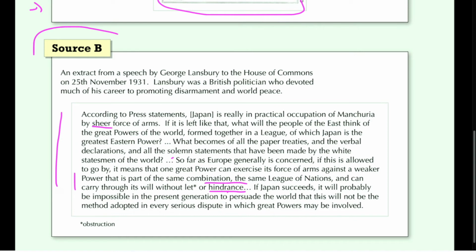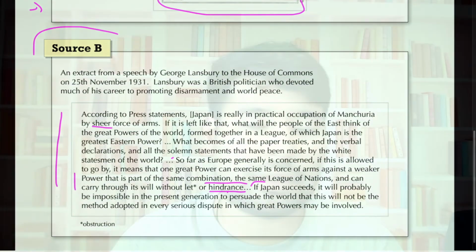I'm gonna read just this last part again, just for you to really get it in your mind. So if Japan succeeds, it will probably be impossible in the present generation to persuade the world that this will not be the method adopted in every serious dispute in which great powers may be involved. So we will not be able to convince people that it's not gonna happen again.